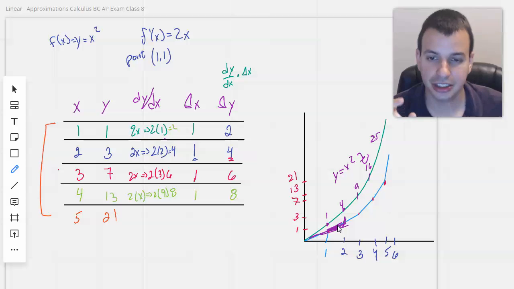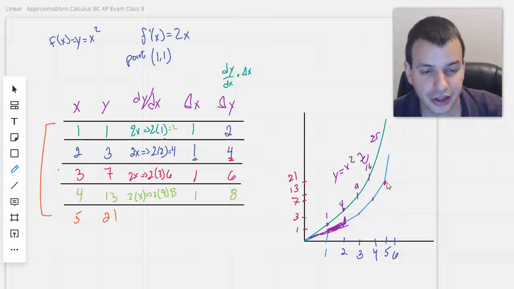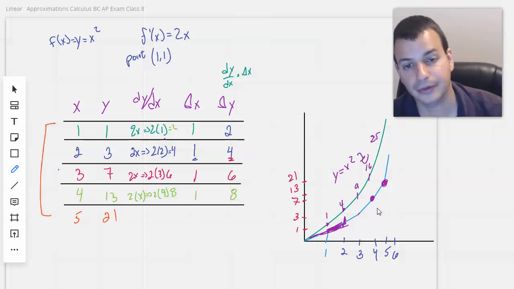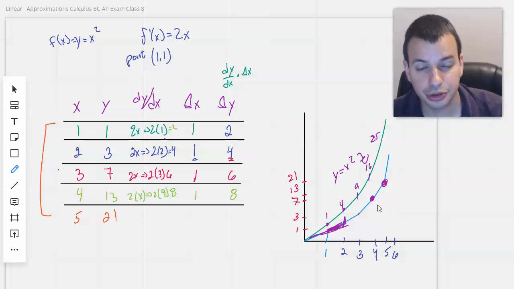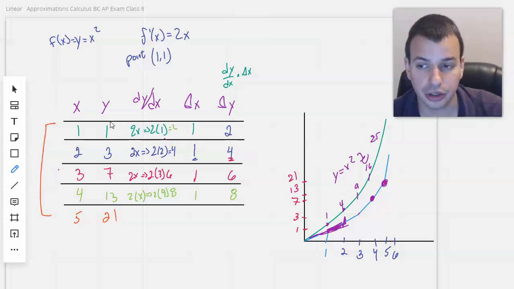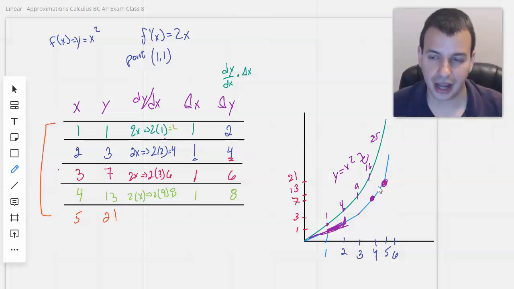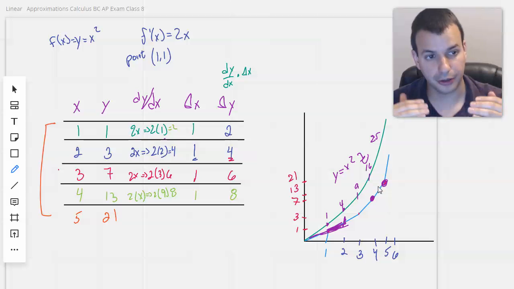The way you make your approximation better, there's basically 2 ways. One is, if you want to approximate this point over here, you want a point really close to it to use as your starting base point. The closer you start with your base point, in this case our base point was 1, 1, and we built from there, the less far you have to build, and that way your error will be smaller.